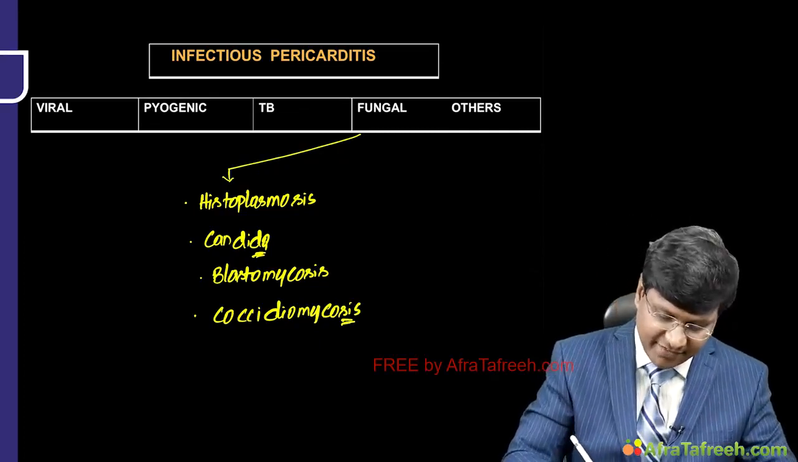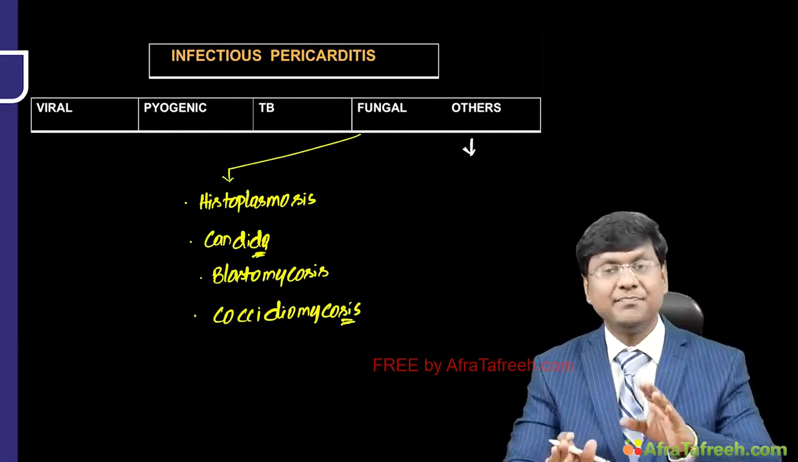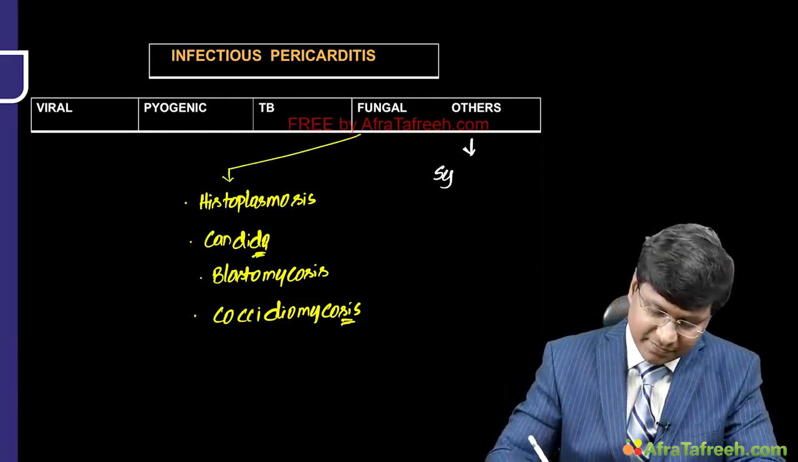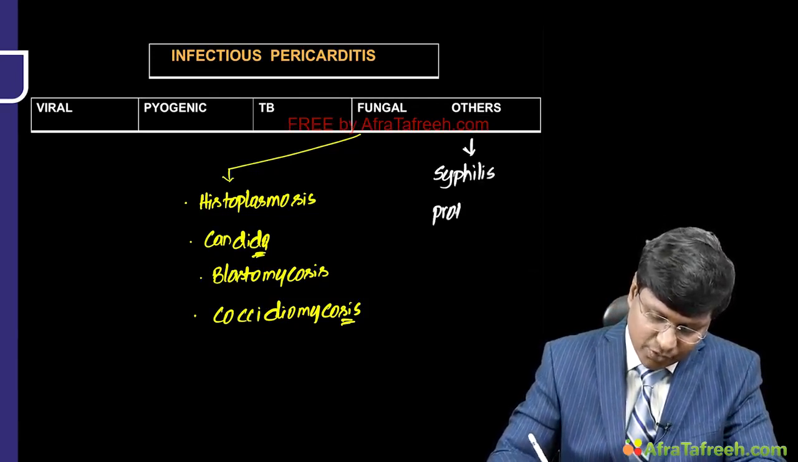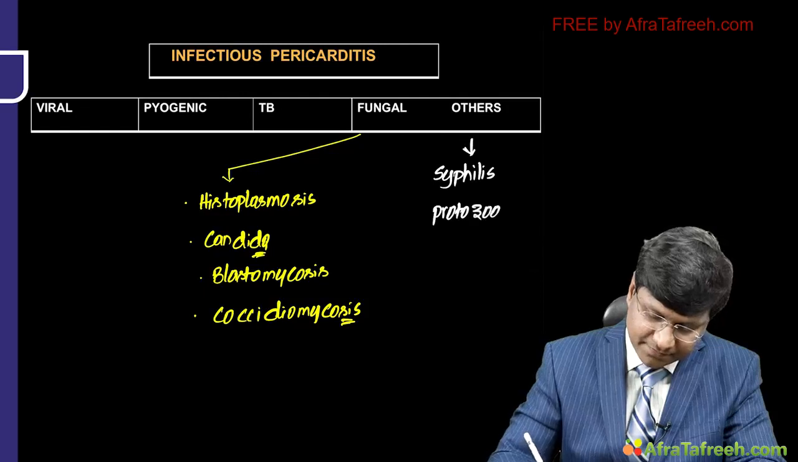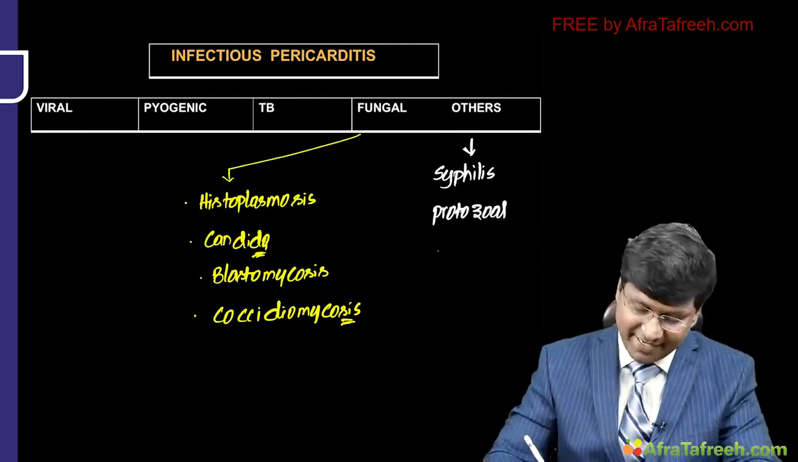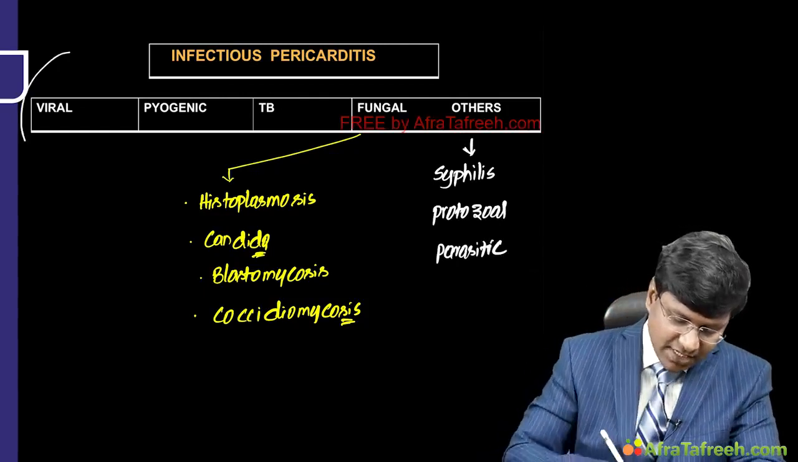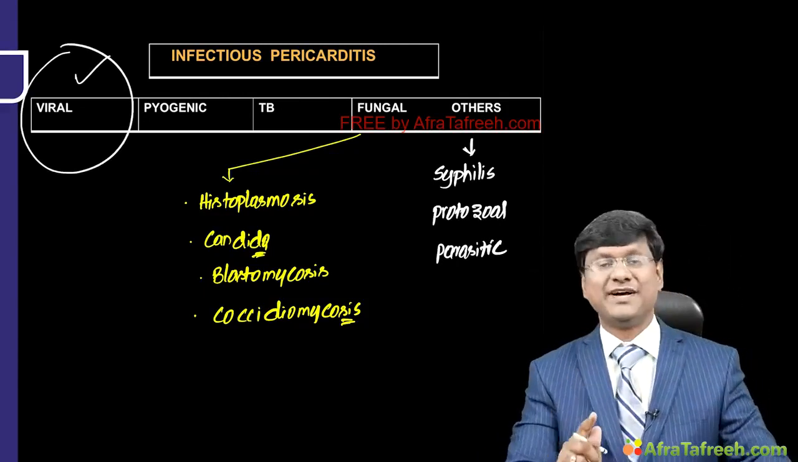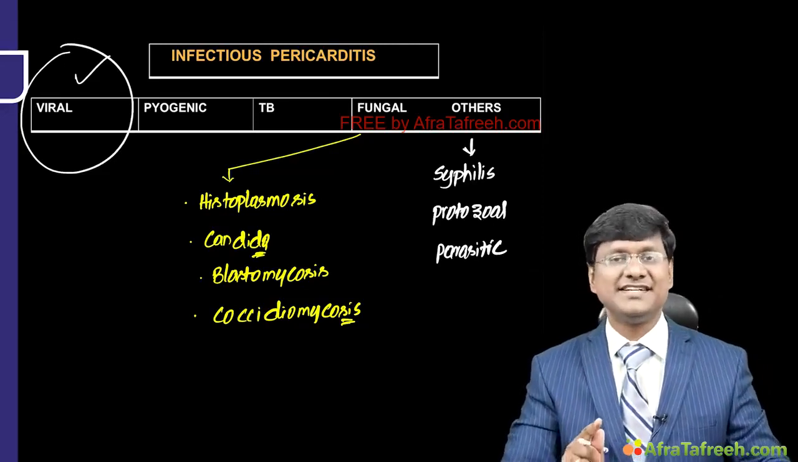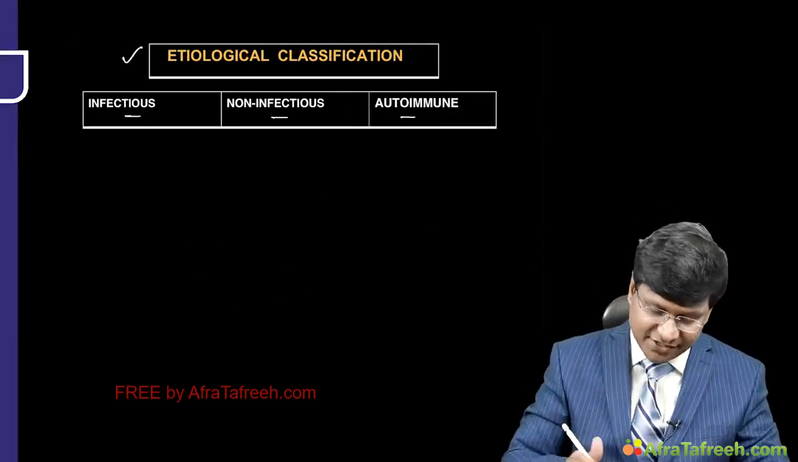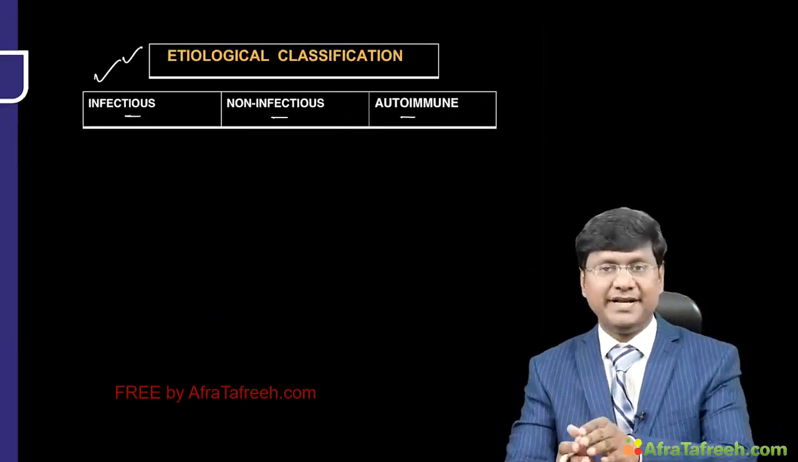And lastly, we have some of the other etiologies, mainly the sexually transmitted infection, that is syphilis. Then we have protozoal infections, and lastly, parasitic infections. Okay, so among all these, which is most common? That is viral infections. And among the viral infections, it is Coxsackie A as well as Coxsackie B virus. So these are the infectious causes for the development of pericarditis.